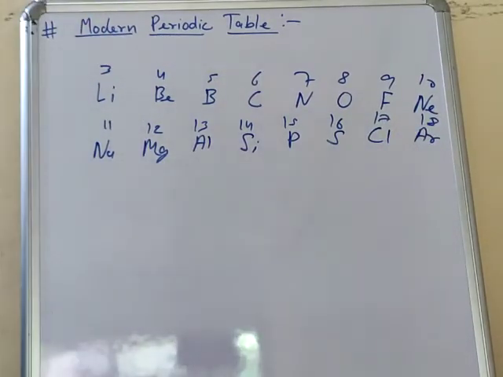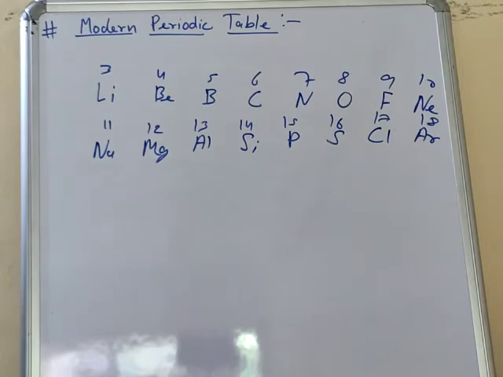I am repeating the modern periodic law again, then I will explain on the basis of the example. Modern periodic law states that when elements are arranged according to increasing atomic number, there will be a periodicity. Periodicity means repetition, meaning the same property will repeat after some interval. So there will be periodicity in the electronic configuration as well as in their chemical properties.